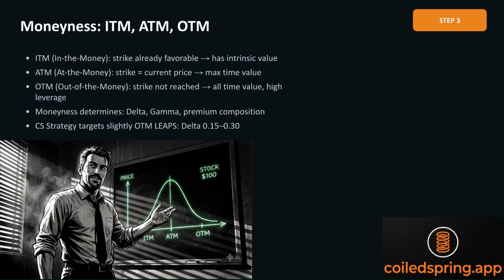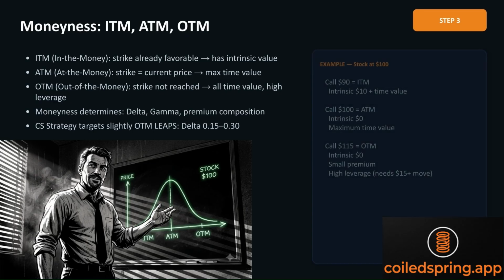ITM, in the money. A call option is in the money when the current stock price is above the strike price. The strike is already favorable. If you exercise right now, you make money immediately. That immediate value is the intrinsic value we discussed. An ITM option has both intrinsic value and time value in its premium. It's the most expensive type of option because you're paying for something that's already working in your favor, plus the potential for further gains.